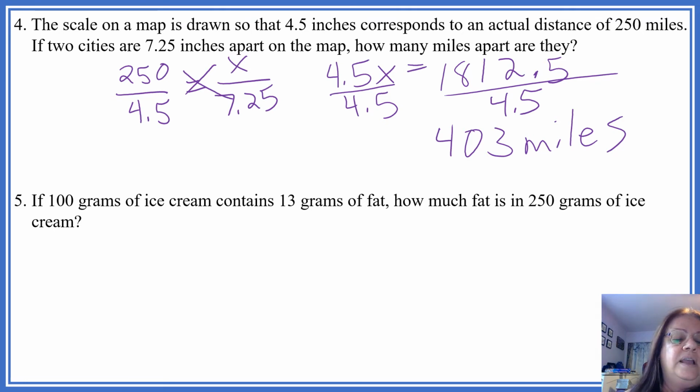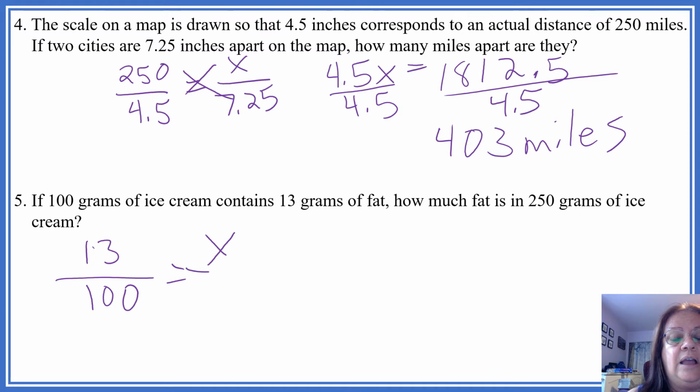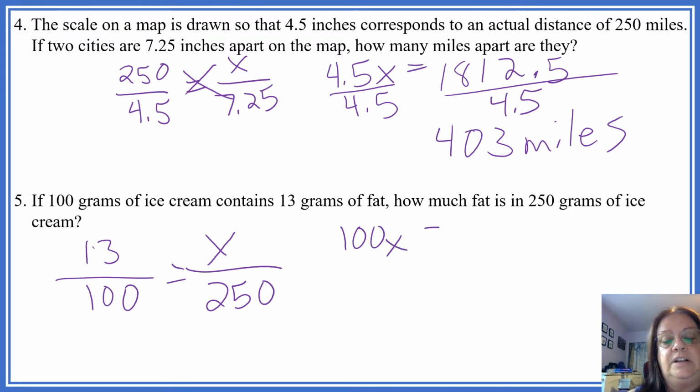Okay. If 100 grams of ice cream contains 13 grams of fat, how much fat is in 250 grams of ice cream? Well, I have 13 grams of fat in 100 grams. How many do I have in 250 grams? Well, we're going to cross multiply. Cross product equals 13 times 250. Well, it's going to be 3,250, I think.